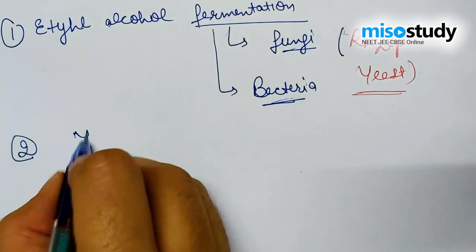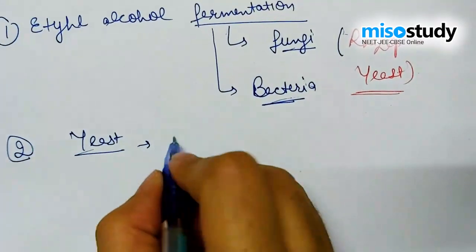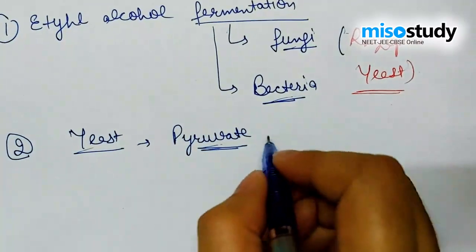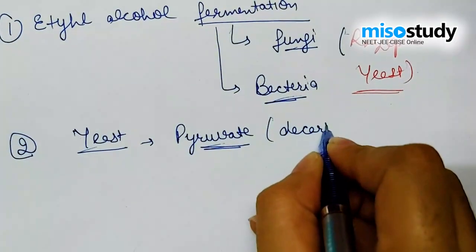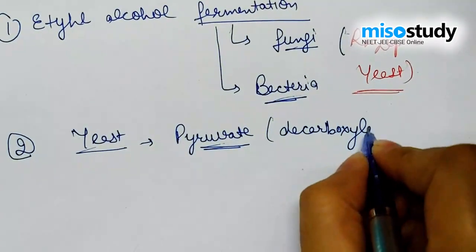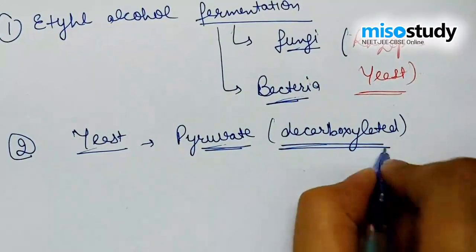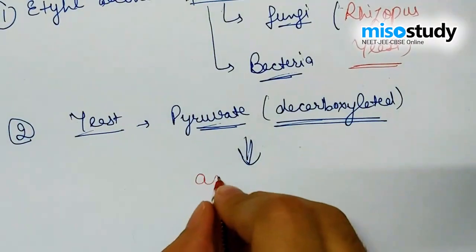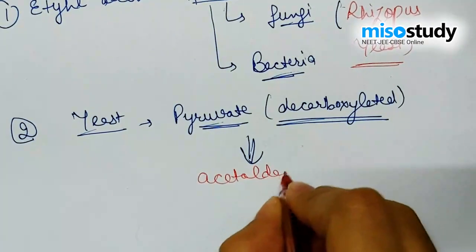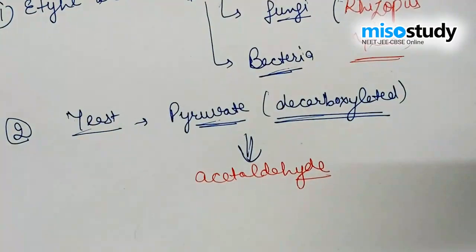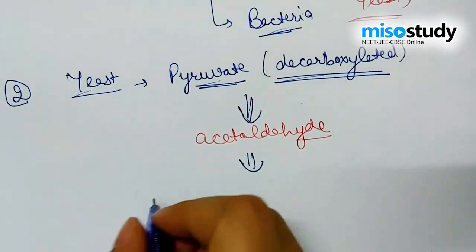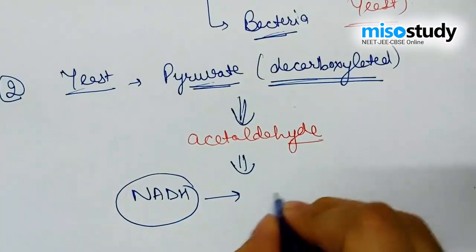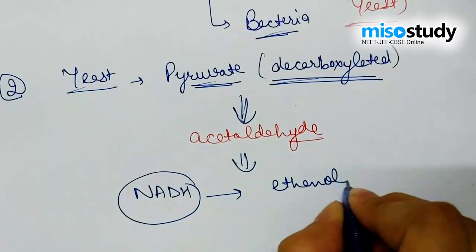Next, in yeast, pyruvate is decarboxylated to form acetaldehyde, which is then reduced by NADH to form ethanol.